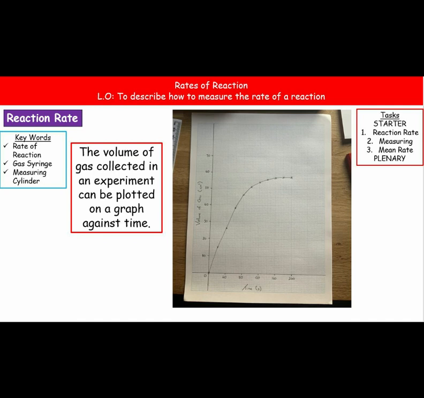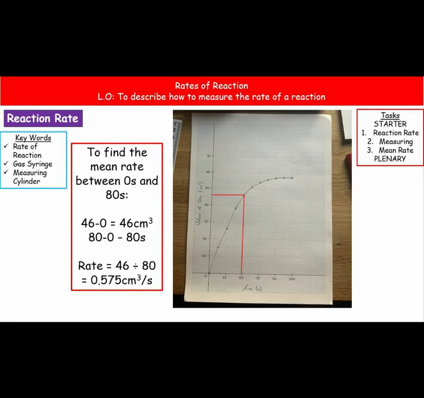Now, that's because when we're carrying out an experiment like this, we're going to reach a point where we will not make any extra product. All the reactants would have been used up, so it will level off. Now, what we can actually do then is use this graph to calculate the rate of reaction. And there are going to be 2 ways that we could do this, or be asked to do this. The first one of these ways is to find the mean rate.